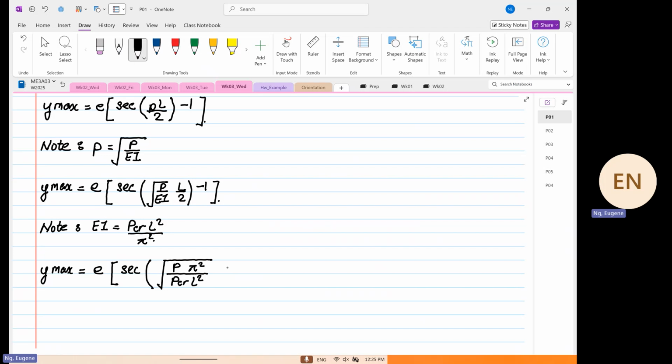and then multiplied by L over 2, the whole thing minus 1. In this form, we can cancel the L. And the final form of Y max will be E secant, square root of P over PCR, and then we have the term pi over 2 outside the square root. And this is minus 1.